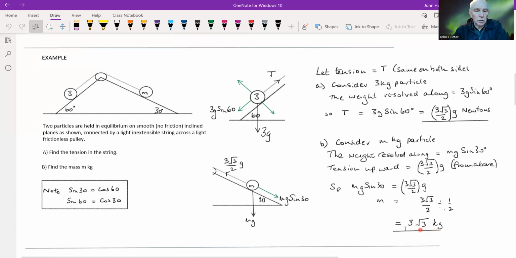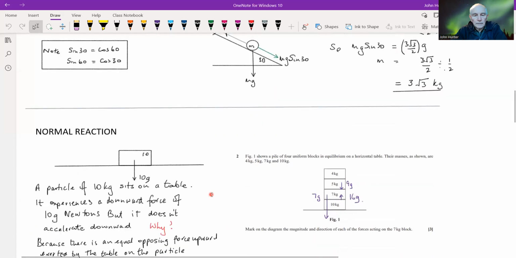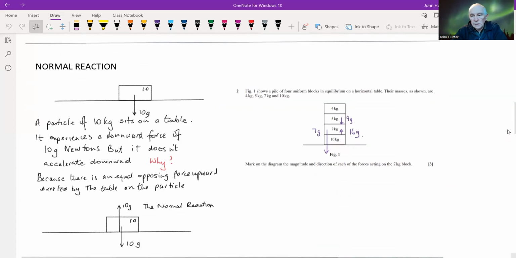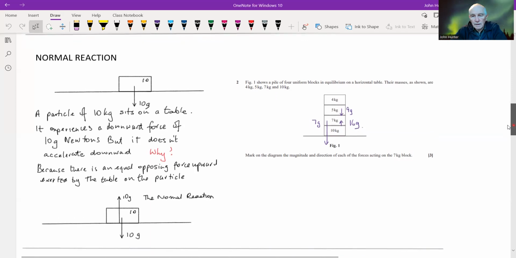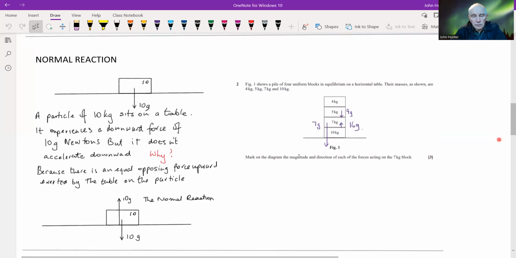Okay, so in this model, this mass here is greater than the one on there, which I think intuitively is what you would expect. Okay, so that is a question on tension. And there are other worked examples on tension to help to illustrate that, but we'll think about normal reaction now.